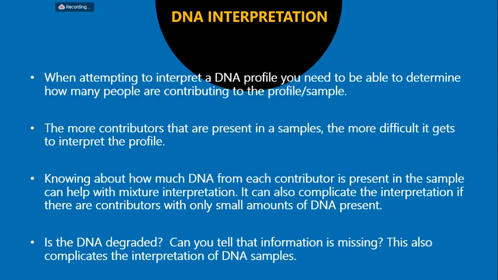Like I said, when attempting to interpret a DNA profile, you need to be able to determine how many people are contributing to that sample and to that profile. The more contributors that are present in the sample, the more difficult it gets to interpret the DNA profile. And knowing about how much DNA you have from each contributor present in the sample can help you with your mixture interpretation. It can also complicate it if you have a really low level sample and there are only small amounts of DNA present. That's when we start to get into complex mixtures. Something else you're going to want to figure out is if your DNA is degraded. Do you have all the information there, or are you missing some information? Do you have locations on the DNA strand where you don't have any results? These are all things that are considered during this process.